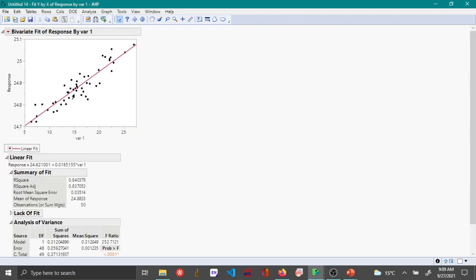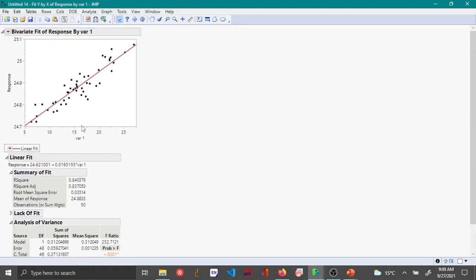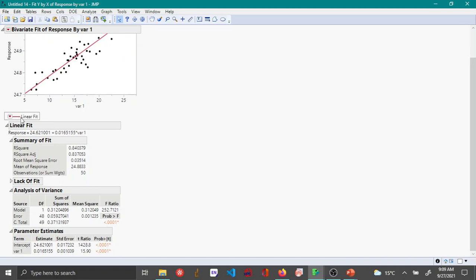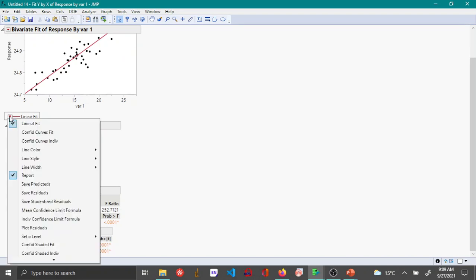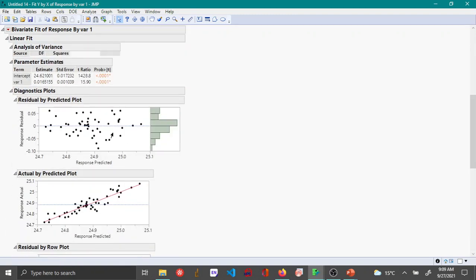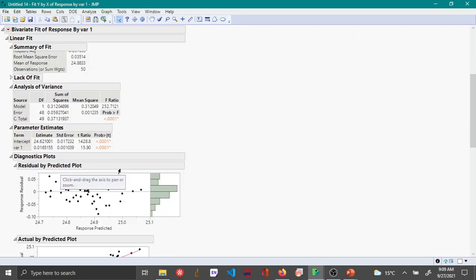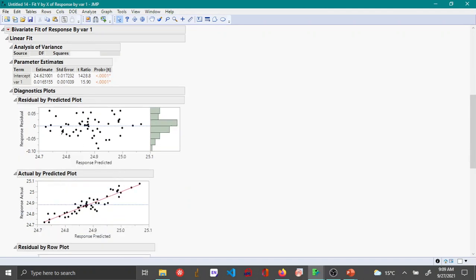And by default, JMP shows the fit line along with some summary statistics. In order to get the residual analysis, you choose the red triangle option next to linear fit, and you choose plot residuals. Here you can see that JMP plots various diagnostic plots for the residual analysis. So the first plot is the response residual versus response predicted. So here ideally you want the points or the residuals to be randomly distributed, and they are usually approximately normally distributed. You can kind of see from this histogram here.